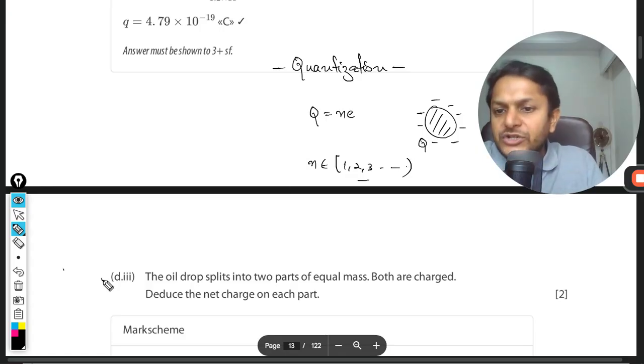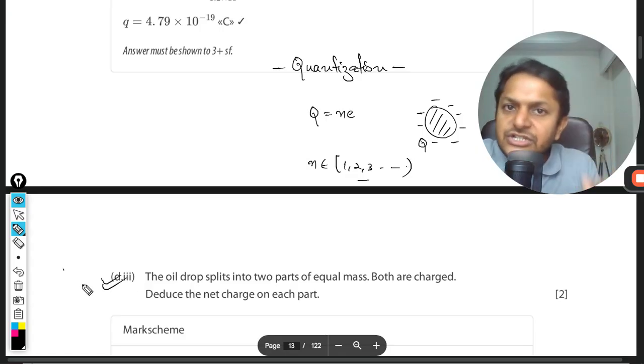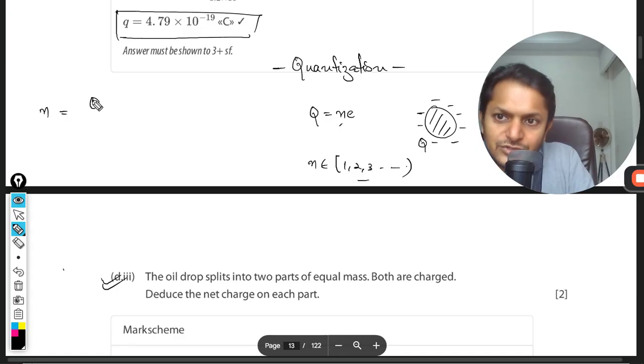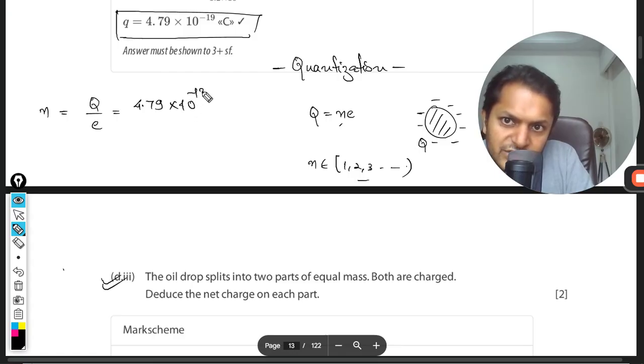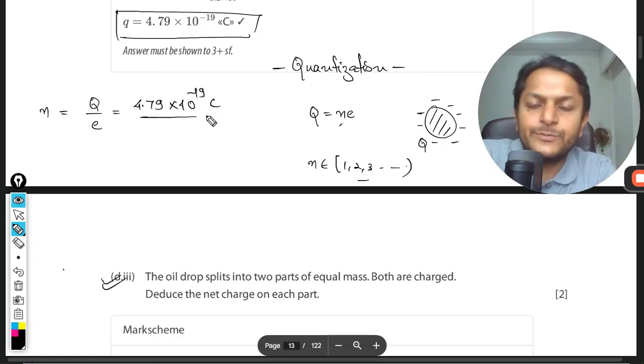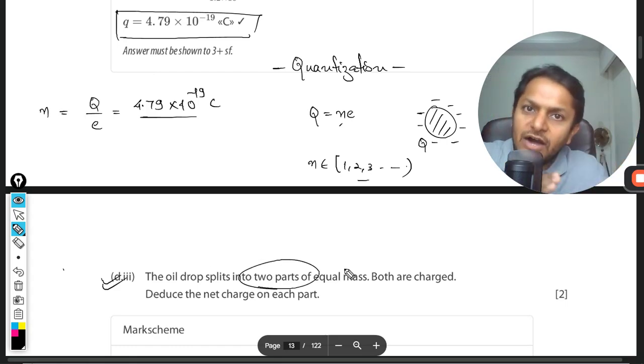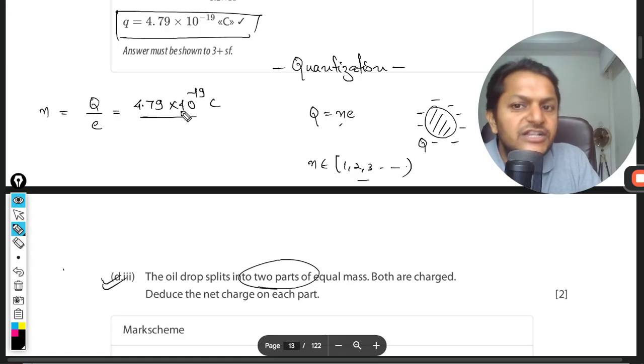Now, in these kind of questions, there is a procedure that we have to follow. This is the total charge that you were talking about. So we first try to find the n value there. How many number of electrons are there? So total charge divided by the charge of electron. See, usually what students do, they don't follow this procedure. They just imagine that because the drop splits into two equal parts, the charge will go half and half. But I will show you why the charge cannot go half in such cases. This is the total charge on the drop, and you divide it by 1.6 times 10 raised to power negative 19.